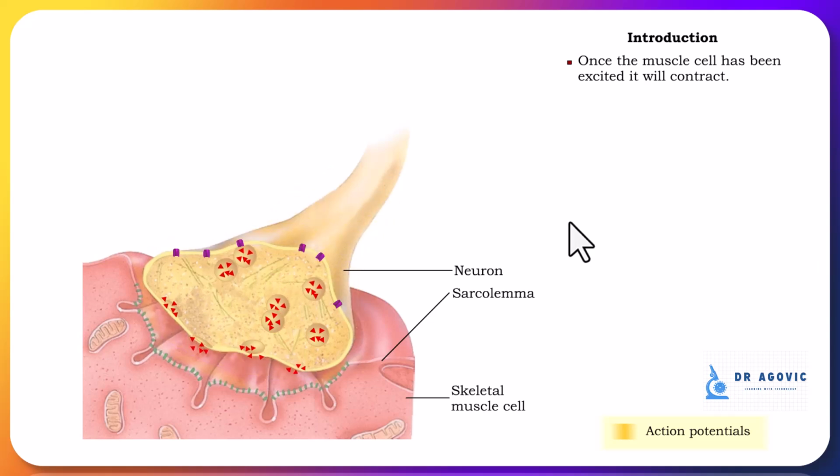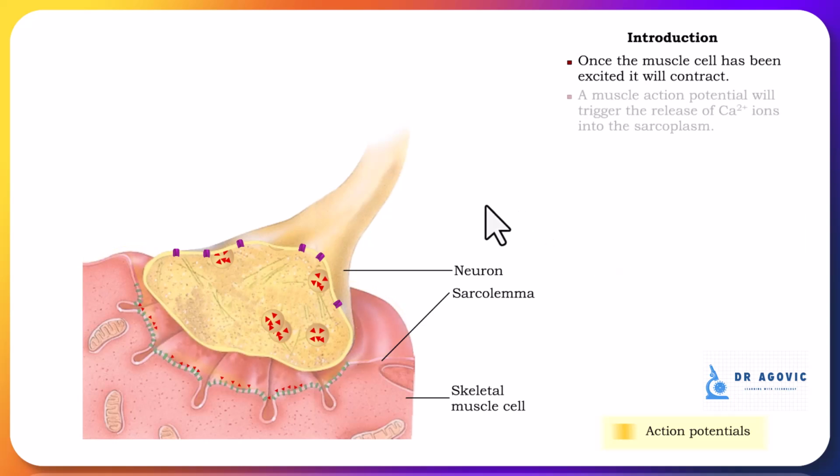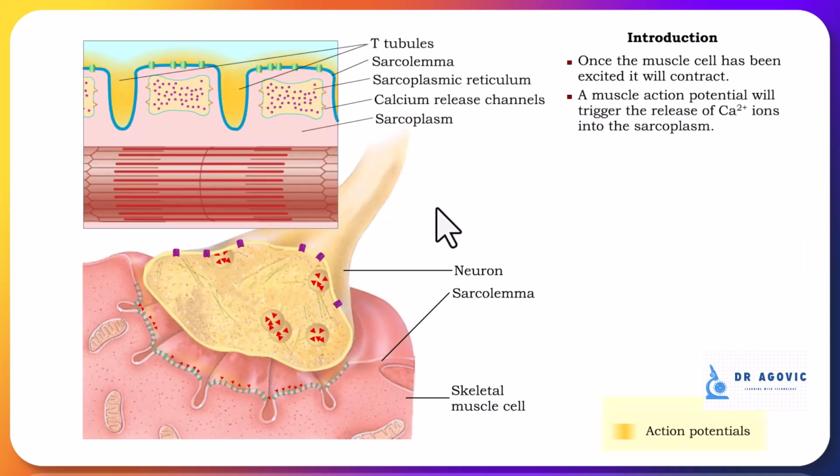Nervous stimulation excites a skeletal muscle cell. An action potential will trigger the release of calcium ions into the sarcoplasm. Calcium ions bind to the regulatory proteins and trigger contraction.